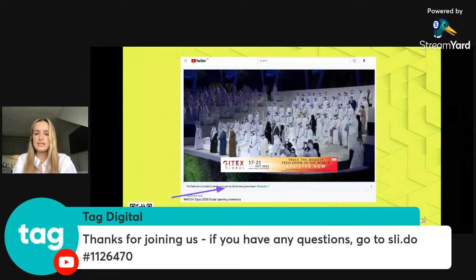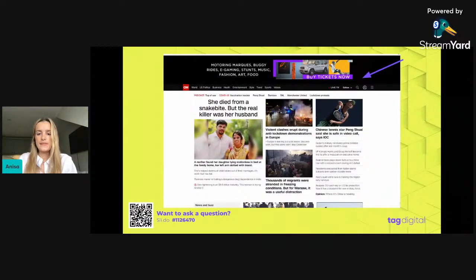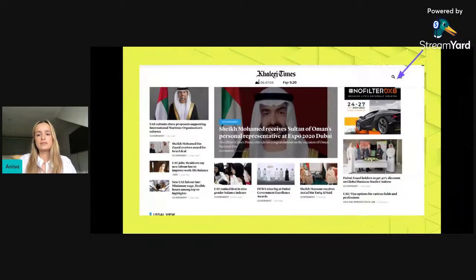And here you see some examples of what ads look like on some different placements. Like this one is or was on Expo's 2020 opening ceremony on YouTube. And then here we have another ad on CNN and a third one on Khaleej Times.